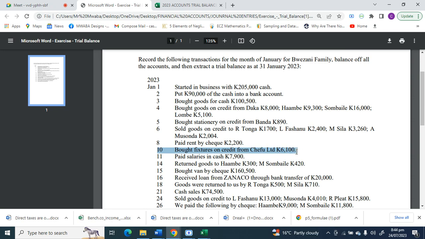January 10th, bought fixtures on credit from Shefu Limited.